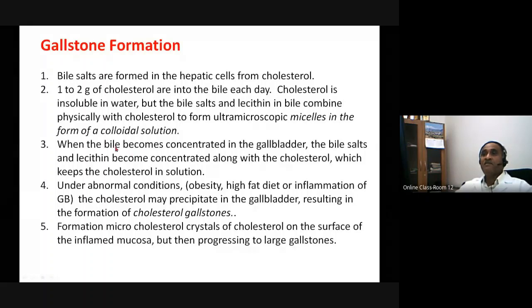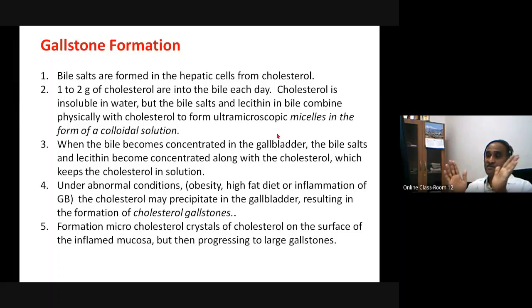When the bile becomes concentrated in the gallbladder, maybe 10 to 15 times, the bile acids and the lecithin become concentrated along with the cholesterol. Everything gets concentrated, which keeps the cholesterol in solution, because of the proportionate concentration of all the products.